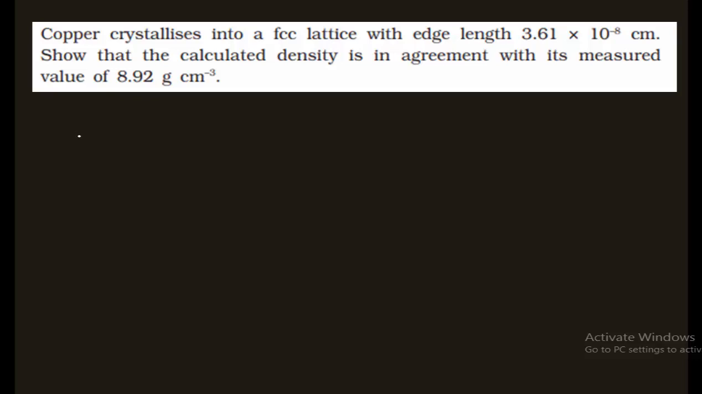So the edge length of copper is denoted as A is equal to 3.61 into 10 raised to minus 8 centimeter. So this is the edge length, and it will crystallizes into FCC lattice. So if FCC lattice is there, then the number of particles in FCC lattice, that is represented as Z, is equal to 4.